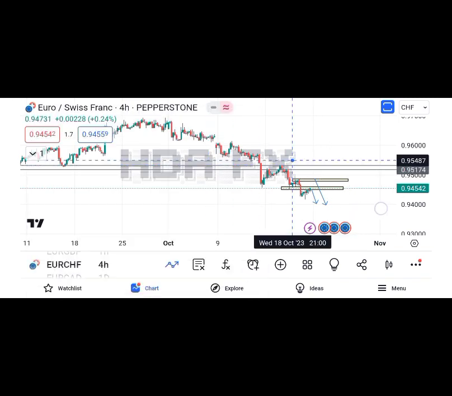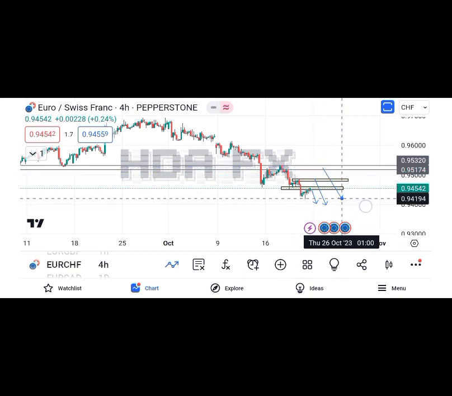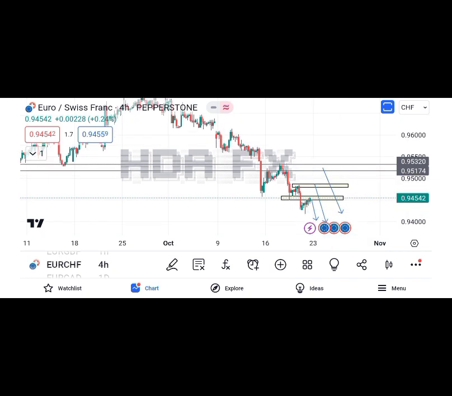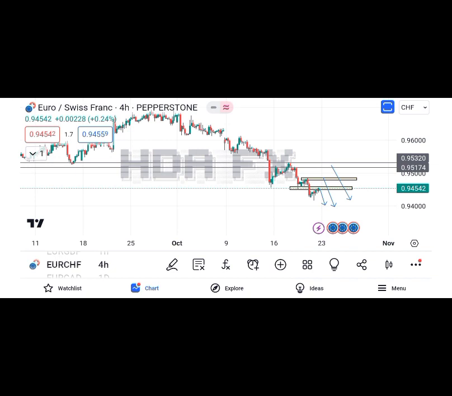So Monday, Tuesday we can be scalping some buys. So these are the three zones I'll be looking for sells on Euro CHF. So this is my simple analysis on Euro CHF.